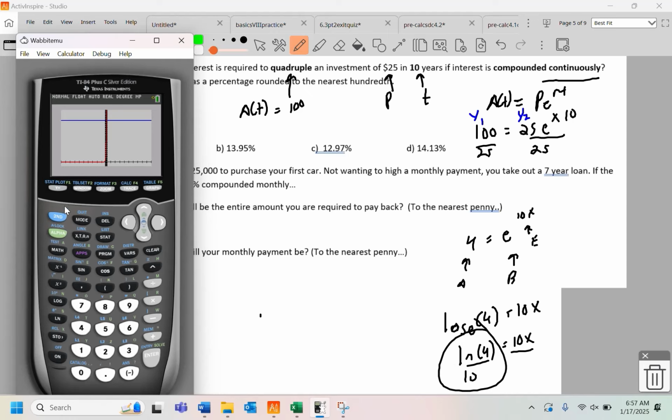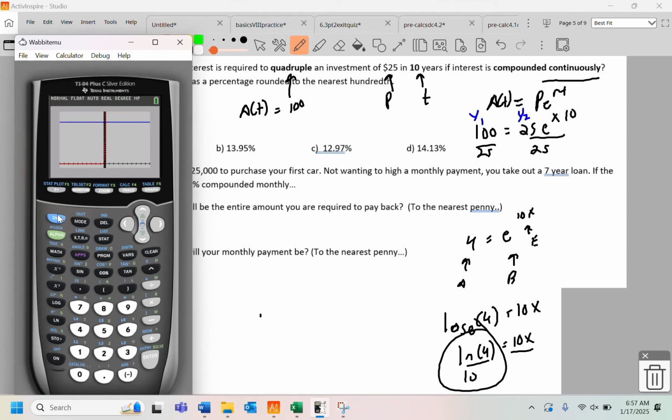All right, we're going to do a second trace. Second trace, 5, enter, enter, enter. There she is, 0.1386.